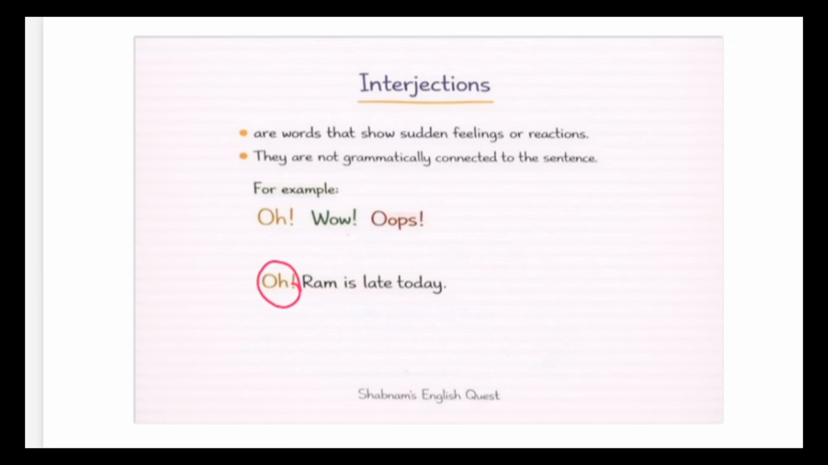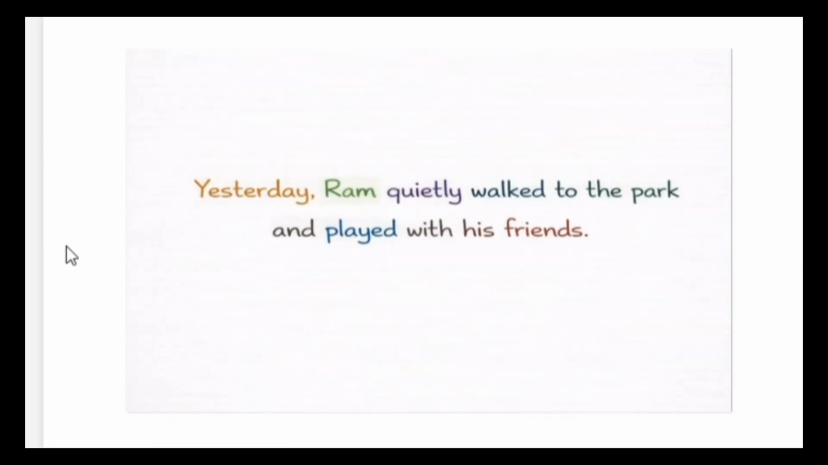So now we have understood what parts of speech are and how we identify them. It's time to implement this knowledge. We will take a sentence and identify the parts of speech together. Yesterday, Ram quietly walked to the park and played with his friends. Now let's break this sentence and see what each word is doing.